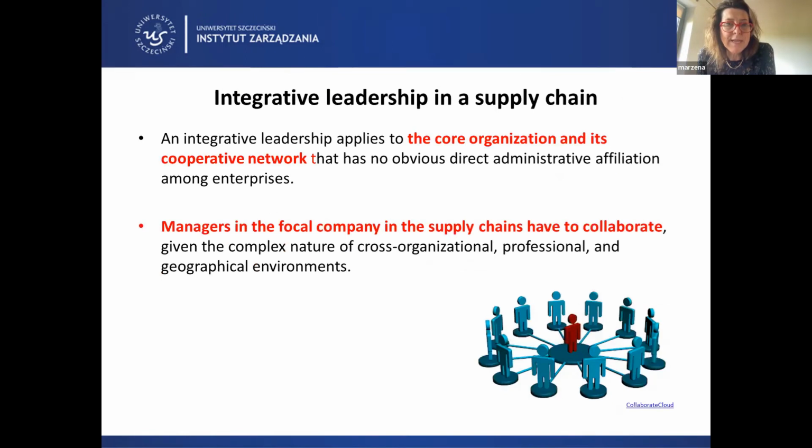Then we had network, integrative leadership in a supply chain, because as I said before, there was a new era of transnational companies. So the supply chain was more expanded also abroad. So a new form of collaboration was needed. So we can say integrative leadership. So the focal company was still the most dominant.